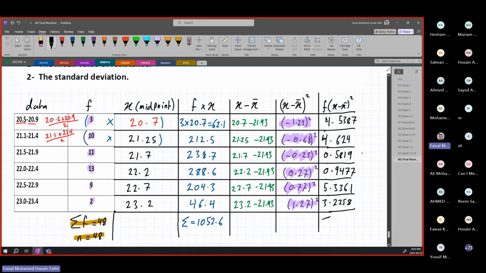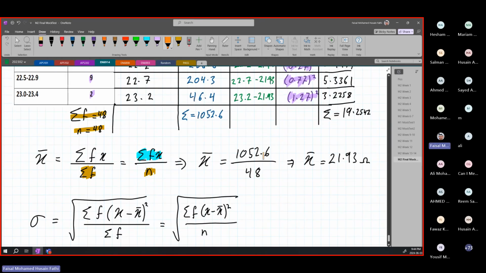And then you will add up all the numbers that we have just calculated, which is 4.5387 plus 4.624 plus 0.5819 plus 0.9477 plus 5.3361 plus 3.2258. The summation, I get 19.2542. All right. And this summation value that we have finally found is going to go in for your numerator here in this equation.